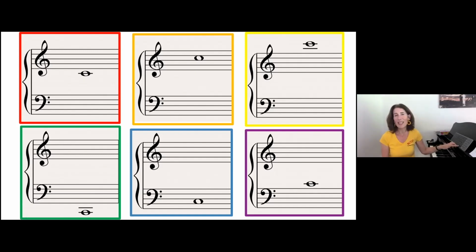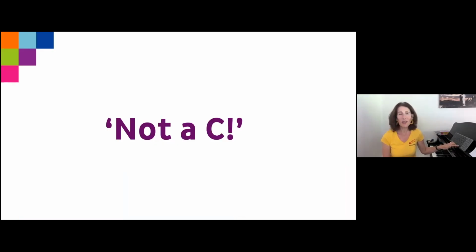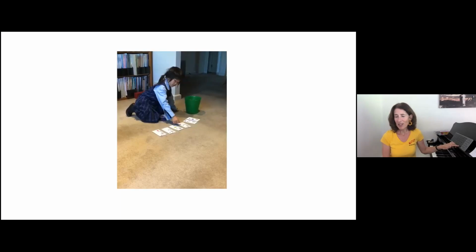Now I want to show you a game that I made up based on this oral perspective. It's called Not a C. Now you will see my student Chloe. She has 6 C flashcards in front of her. I'm going to show you the video of this game that we play called Not a C. And the idea is that she has to identify the right C that I play. And if I play a note that's not a C, instead of putting the button on the card, she's got to throw the button in the bucket and say, not a C.